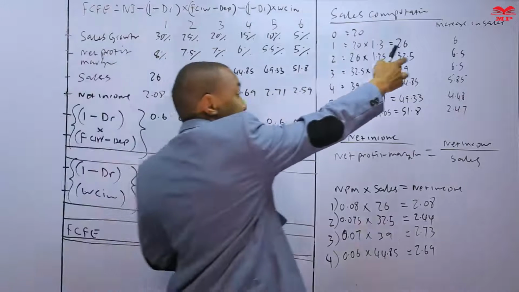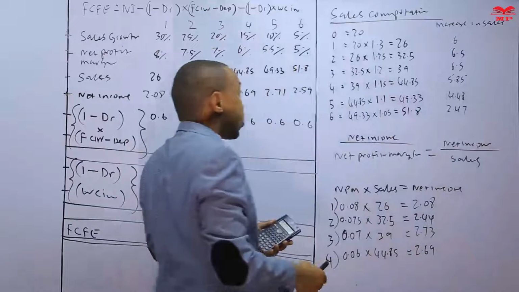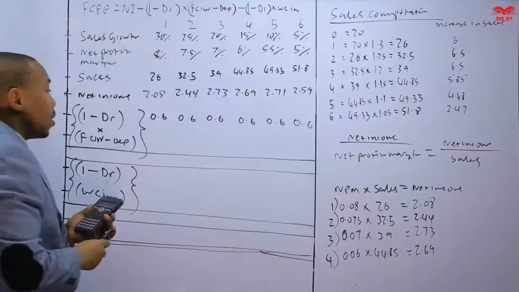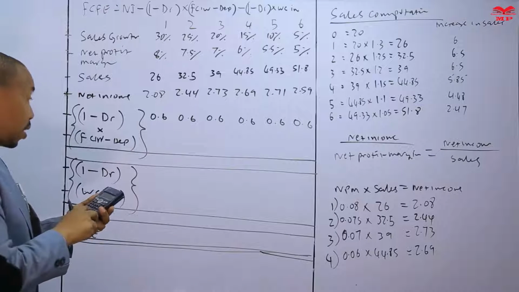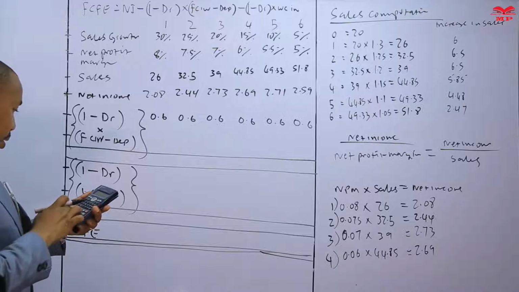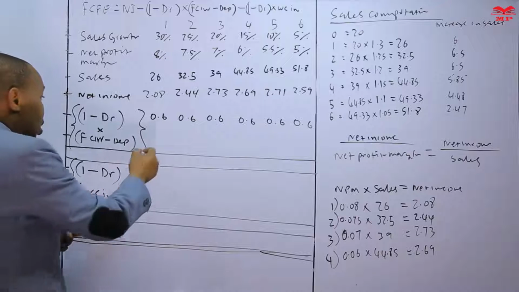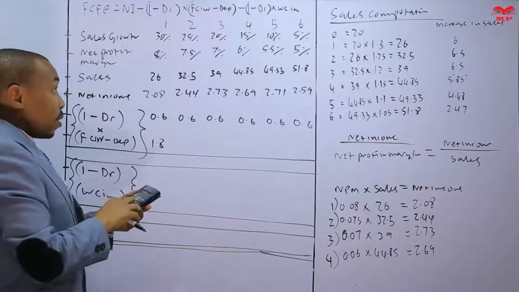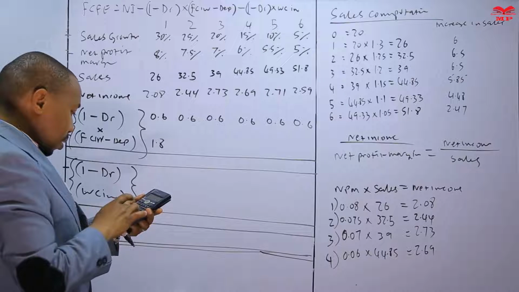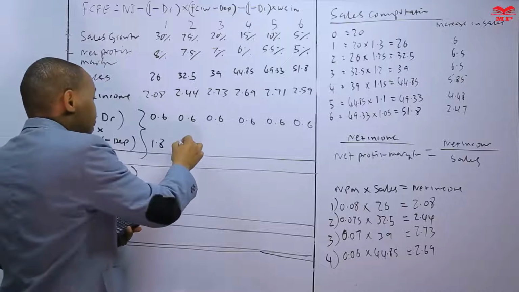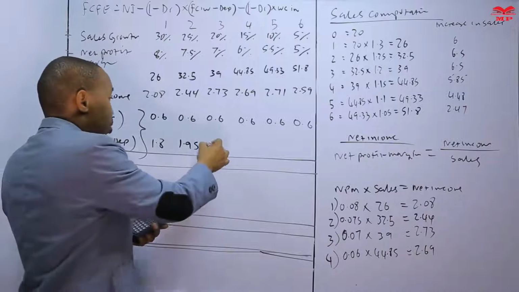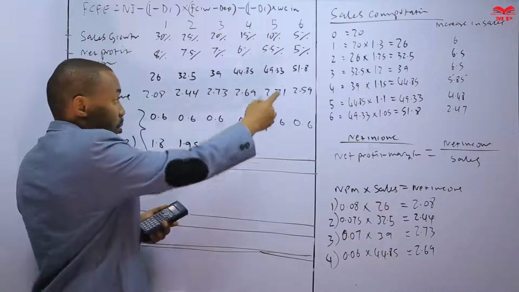Now, to get the fixed capital investments, we have been told that it is 30% of the increase. So the increase has been computed right over here. We just multiply with 30% and put it over here in that column. In the first case it is 6 multiplied by 30%, that is 1.8. Then we have 6.5 multiplied by 30%, 1.95. Then again 1.95 because it's 6.5 there.